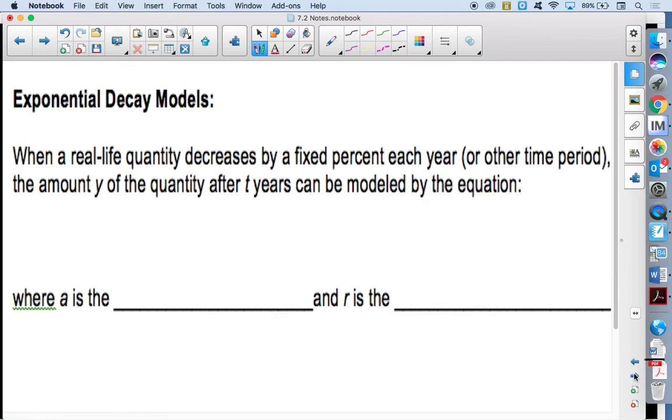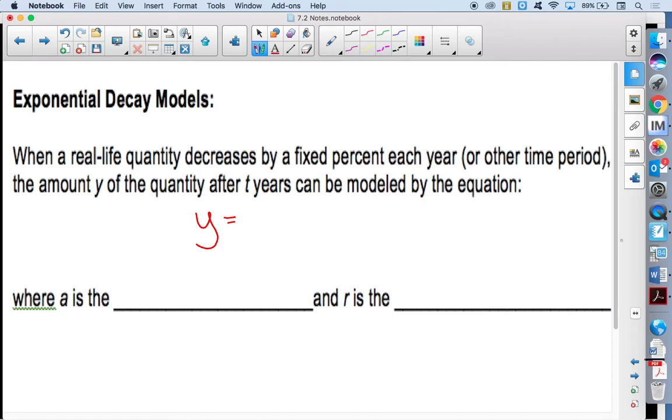So real-life quantities can decrease by a fixed percent. If you have a value of something, what would decrease in value in our world today? Cars decrease in value. What else decreases in value? Video games. Yeah, any kind of technology decreases in value. So anything you buy, pretty much the next day, you try and take it back, and it's a technological device, it's not going to be worth whatever it was you bought it for. Unless something's wrong with it, they'll generally charge you a restocking fee.